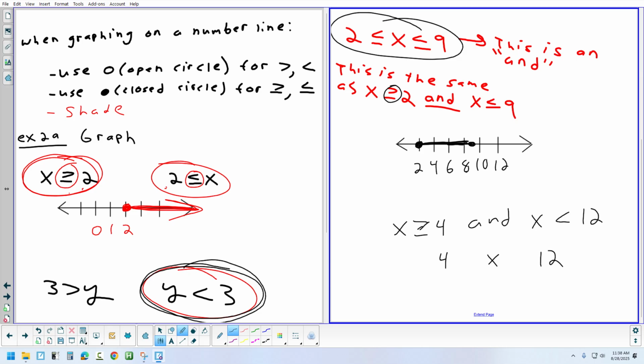What inequality symbol would I put between the 4 and the x so it's equivalent to that? Be careful, because the x is in the middle. Yeah? Less than or equal to. Right. And that symbol, when you look at the x and the 4, it's pointing at the 4. Pointing at the 4. Yep. And what symbol would I put between the x and the 12?